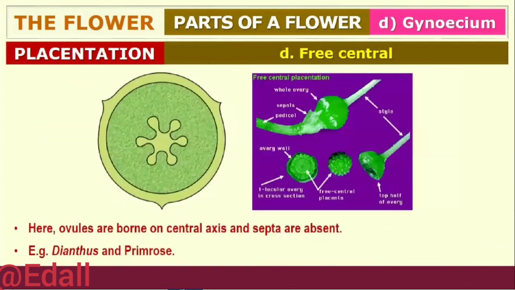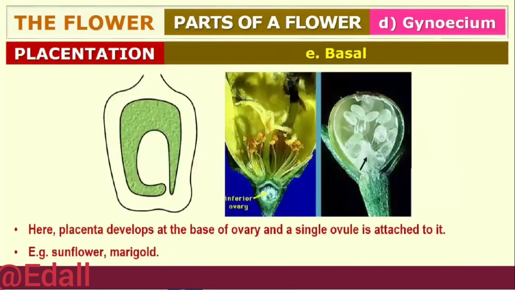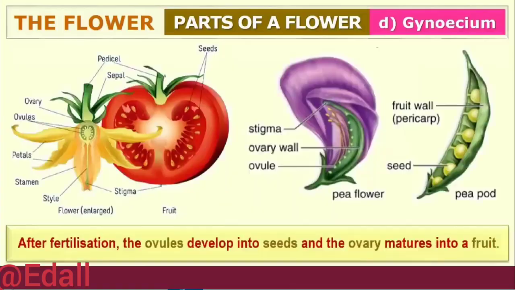When the ovules are borne on the central axis and septa are absent, as in dianthus and primrose, the placentation is called free central. In basal placentation, the placenta develops at the base of the ovary and a single ovule is attached to it, as in sunflower and marigold.